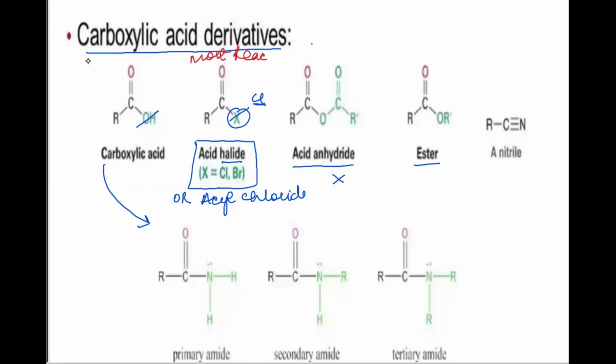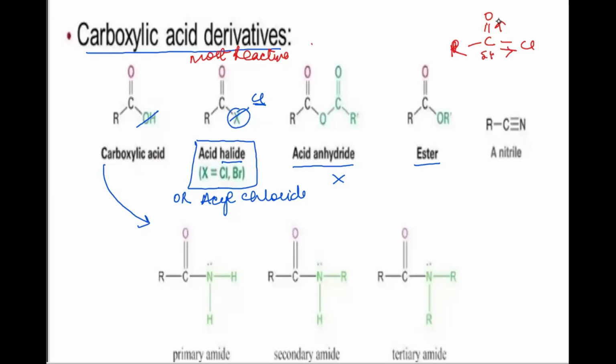Now, the reason for them being more reactive is, look here, if I draw the acid halide or acyl chloride structure, I will be drawing it like this, right? That means the carbon is between two electronegative elements. Oxygen is one electronegative and the chlorine is more. So basically they will be pulling the electrons toward themselves. When they pull the electrons toward themselves, the carbon is going to be partially positive.